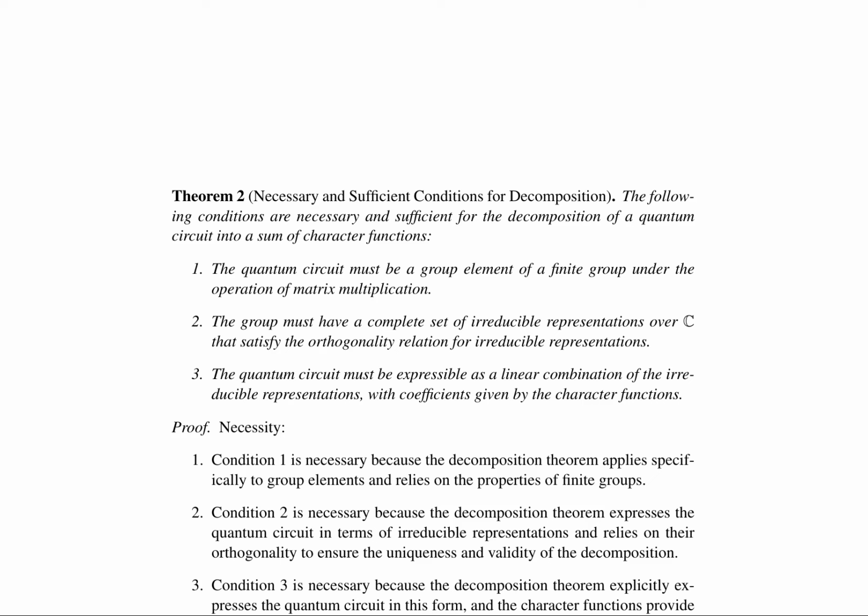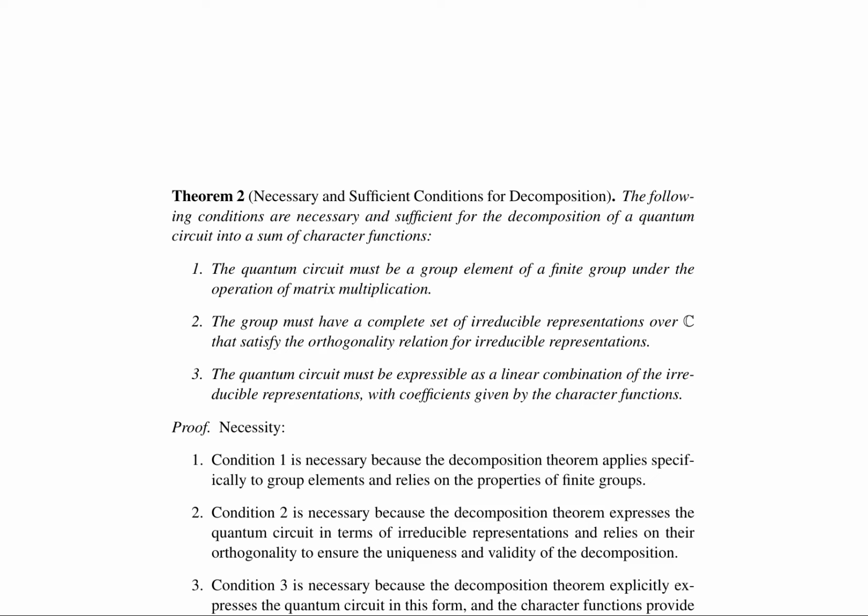A crucial requirement is that the quantum circuit must be a group element of a finite group under matrix multiplication, possessing a complete set of irreducible representations over C that satisfy the orthogonality relation for irreducible representations. Furthermore, the quantum circuit must be expressible as a linear combination of these irreducible representations, with coefficients given by the character functions. The necessity of each condition is demonstrated by highlighting their importance in the decomposition theorem.